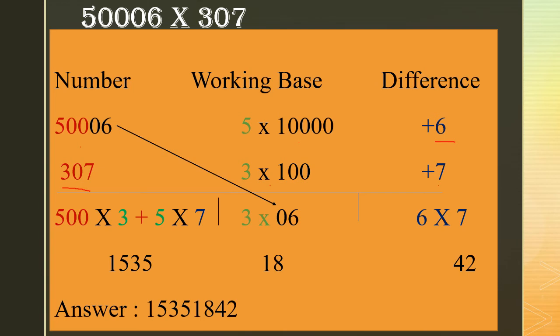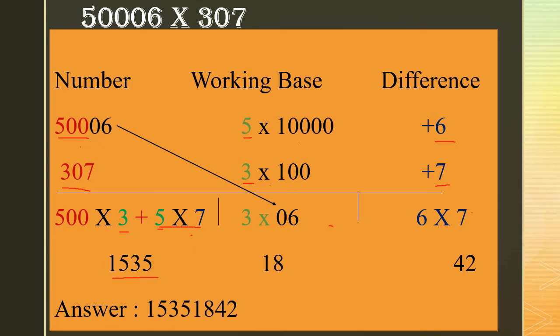Now the result has 3 parts: first part, second part and third part. For the first part, first we need to extract 3 digits from the bigger number. Why 3 digits? Because the smaller number has 3 digits. So that is 500. Then we take the factor for the smaller number, which is 3, so 500 will be multiplied by 3. Then we take the factor of the bigger number, which is 5, and multiply this 5 with the difference for the smaller number, which is plus 7. Now 500 times 3 plus 5 times 7 gives us 1535.